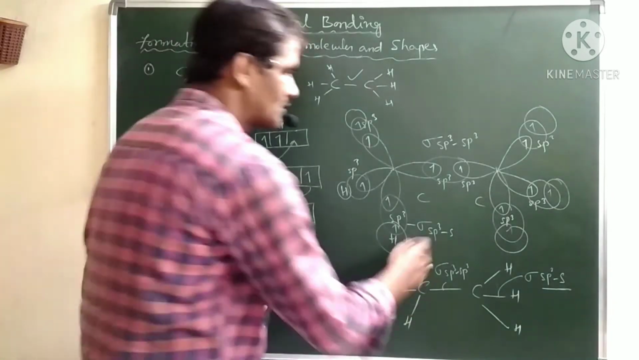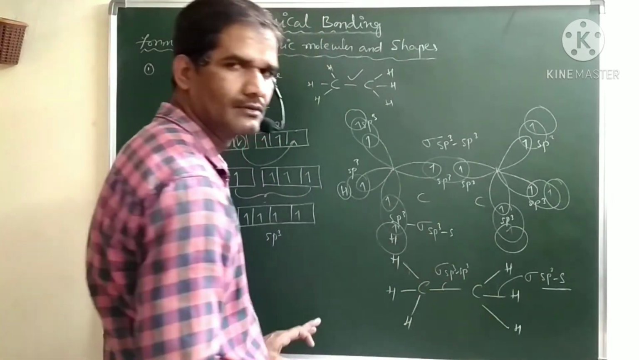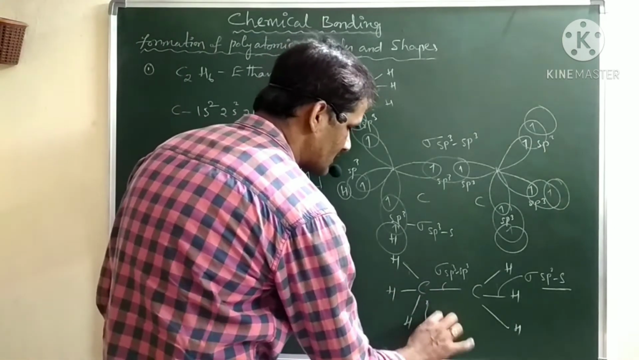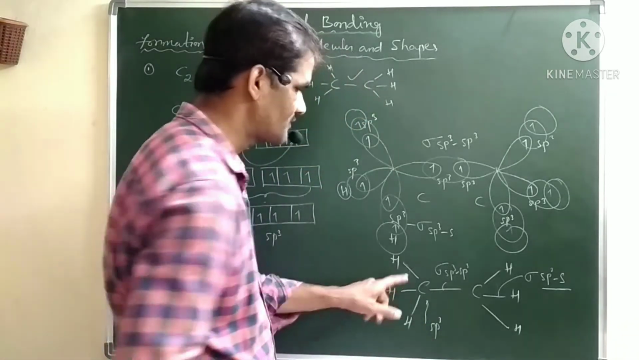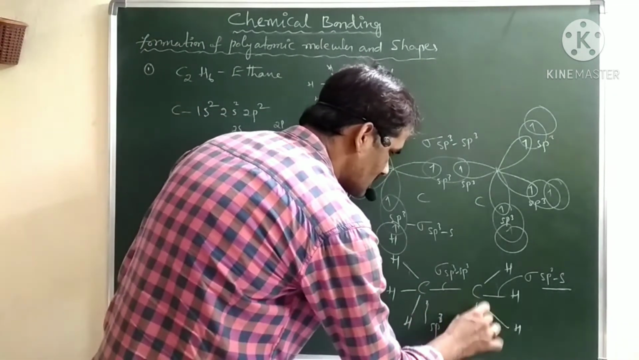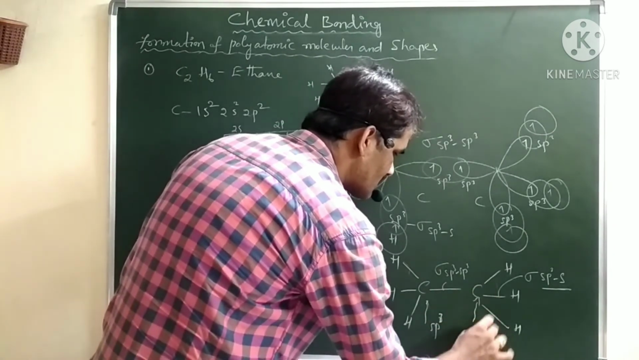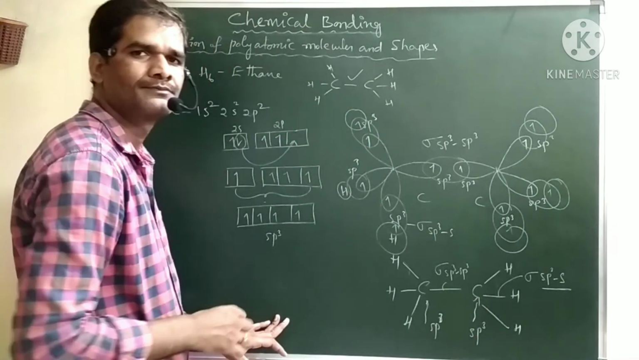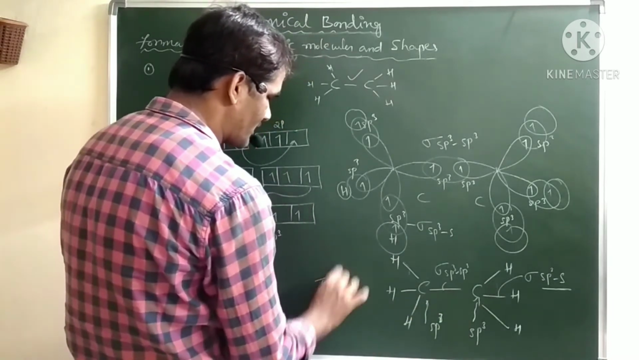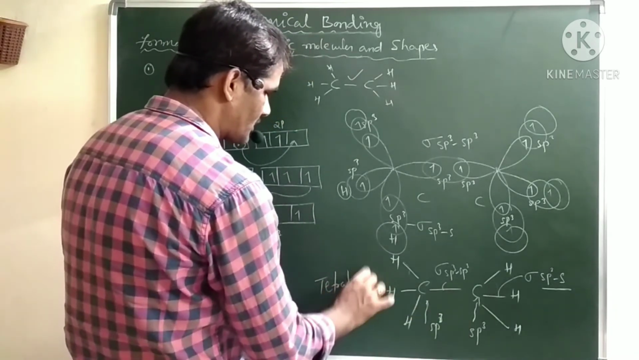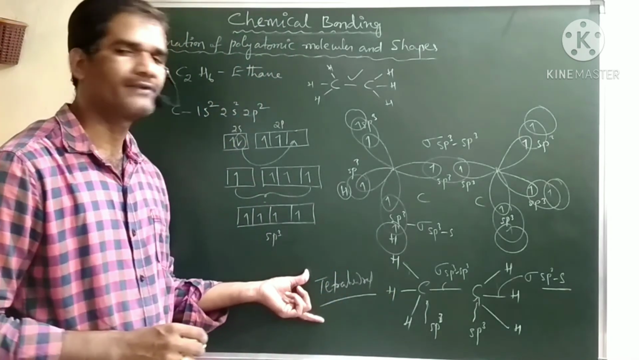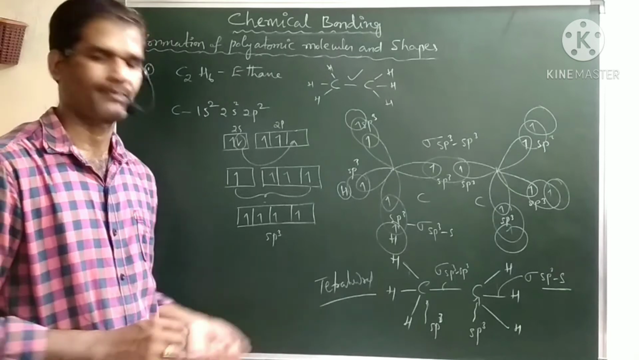Now overall, the geometry of the individual molecule and the hybridization. The hybridization for this carbon is sp3. Why? Because we have 4 sigma bonds, so the steric number is 4. Similarly, for this carbon the hybridization is also sp3. The regular geometry for sp3 is tetrahedral, and each carbon shows a tetrahedral shape.